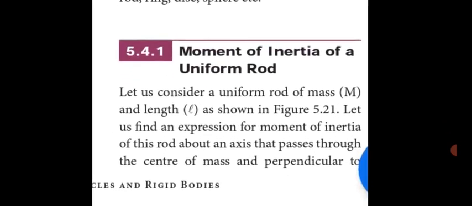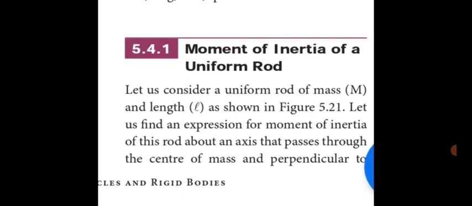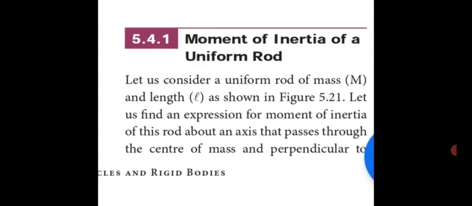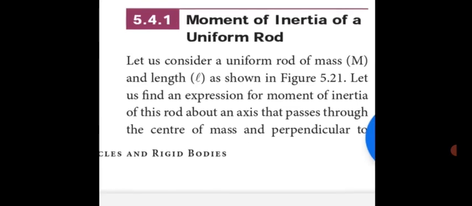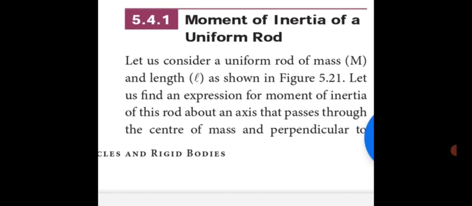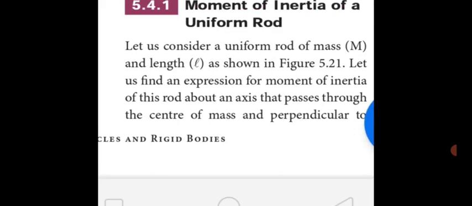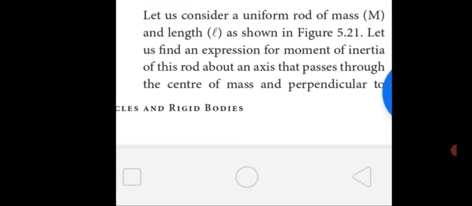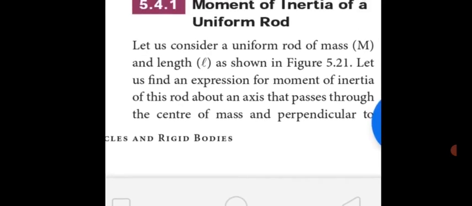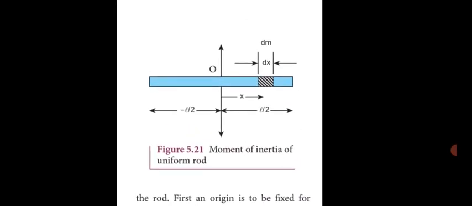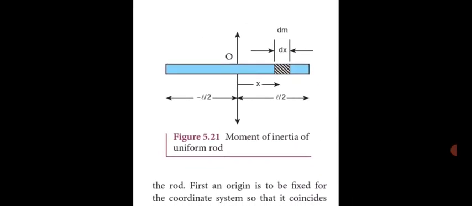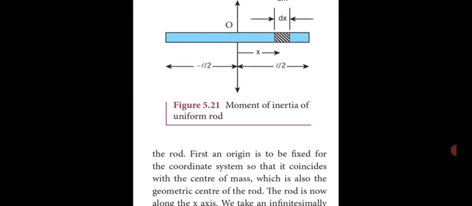Next we pass on to the next topic, that is the moment of inertia of a uniform rod. Let us consider a uniform rod of mass capital M and length L as shown in the figure. Let us find an expression for the moment of inertia of this rod about an axis that passes through the center of mass and is perpendicular to the rod. Here dx is a small element with mass dm, and x is the distance, ranging from minus L by 2 to L by 2.